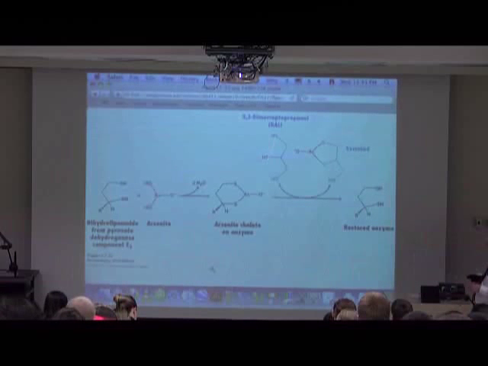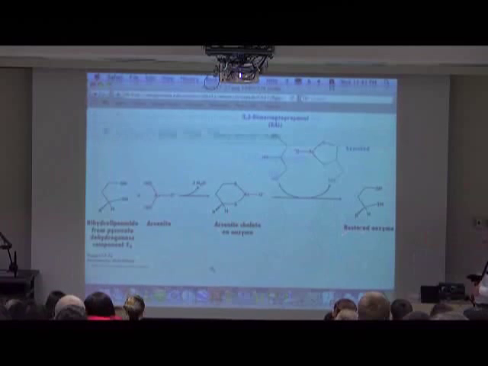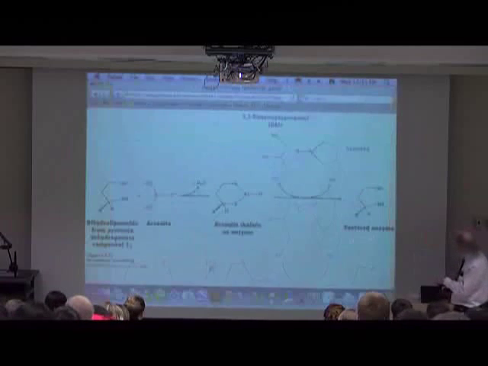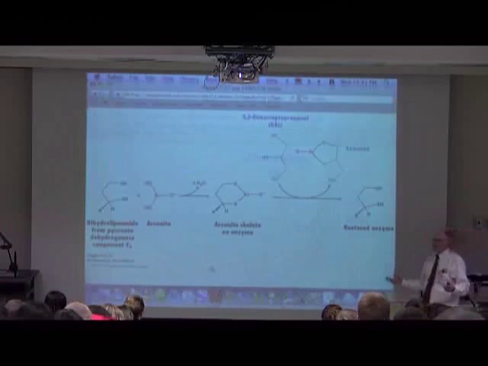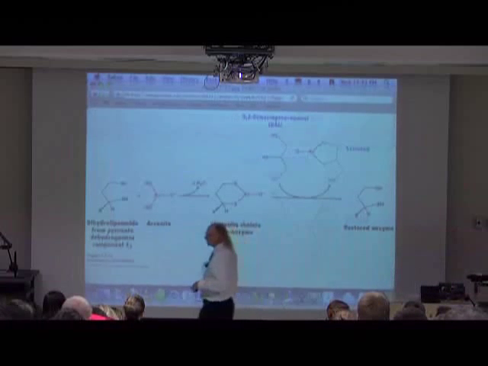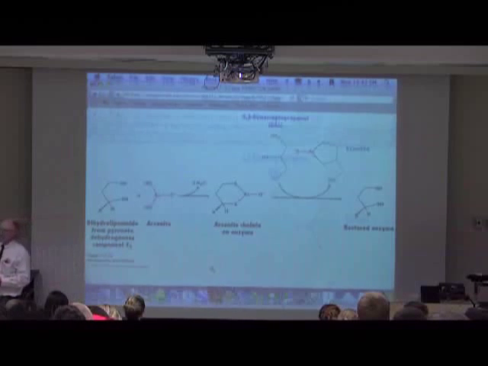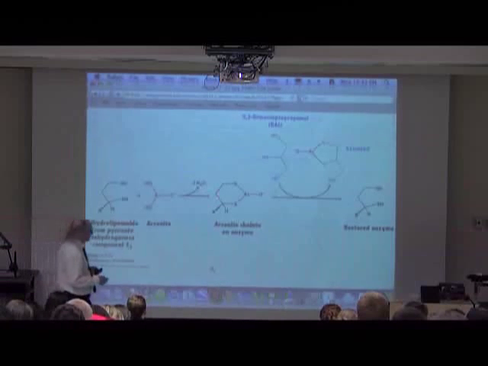But what BAL does, you'll look at BAL here and you'll see, well, look, it's got sulfhydryl groups as well. And these sulfhydryl groups of BAL actually remove the arsenic from the lipoate and leave the lipoate in its intact form so that the enzyme can function. It says restored enzyme, but this is lipoate on the enzyme. That's what it is, basically. So BAL is a way of rescuing lipoamide on those two enzymes that I talked about and allowing those enzymes to function in the way that they need to.